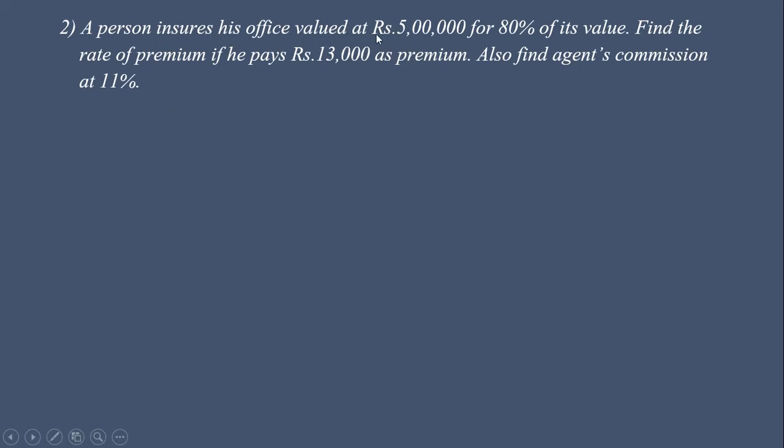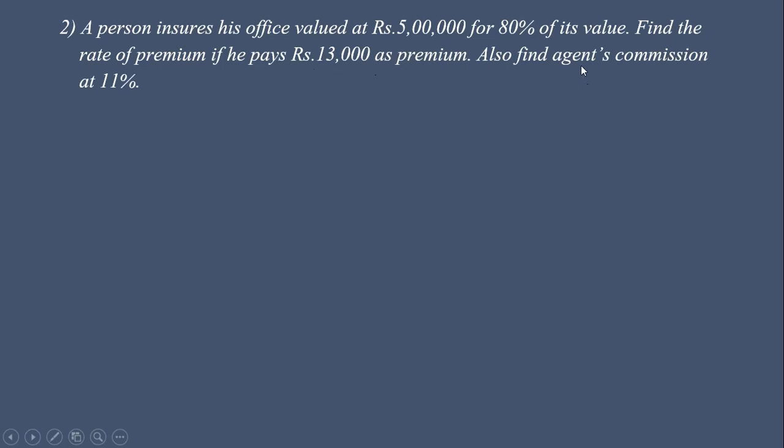That means value of his office, that is property value, is rupees 5 lakh. Now he is insuring his property of 5 lakh for 80% of its value. That means policy value is 80% of 5 lakh. Now find the rate of premium. We want to find rate of premium if he pays rupees 13,000 as premium. So amount of premium is given, 13,000.